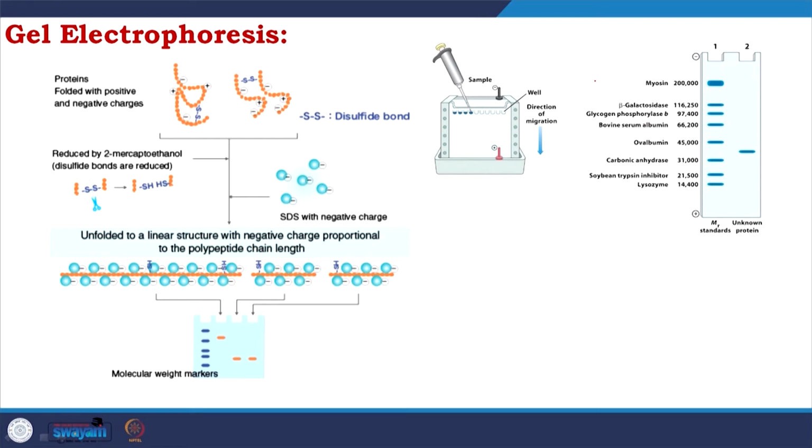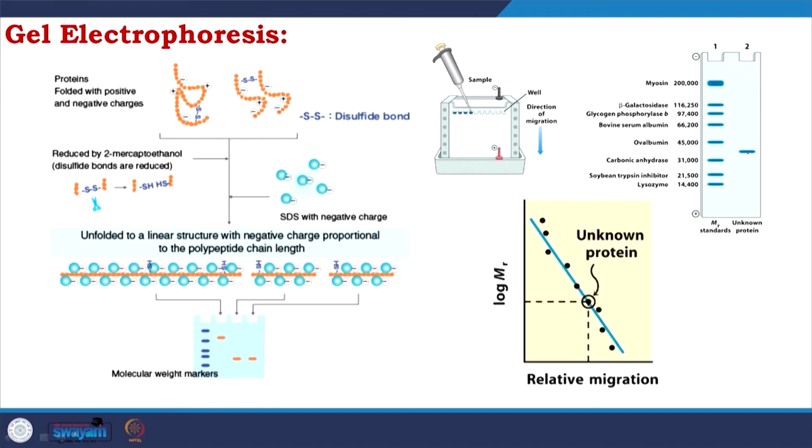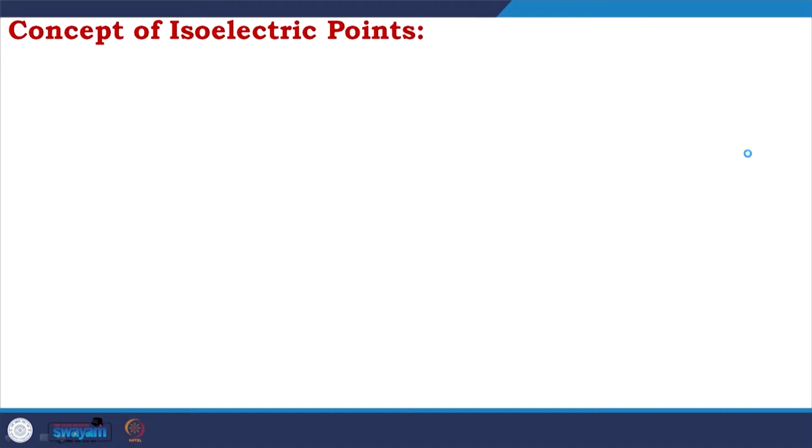Nowadays there are advanced markers which will give bands even without staining. So, you have those molecular markers. If you see here, you have myosin, beta galactosidase, glycogen phosphorylase B, bovine serum albumin, ovalbumin, carbonic anhydrase, soybean trypsin inhibitor, lysozyme, all those, and comparing with those you could get the molecular weight of your protein. Also from the relative migration you could get the mass of the unknown protein more accurately.